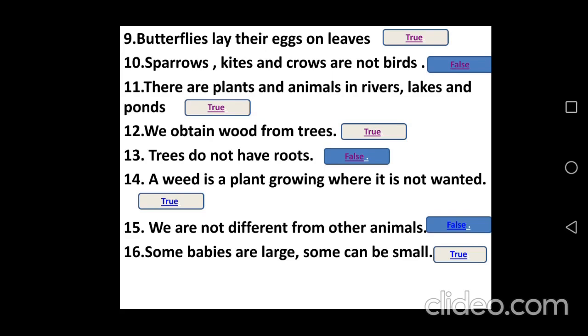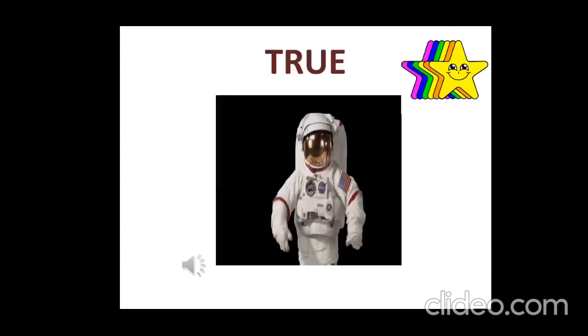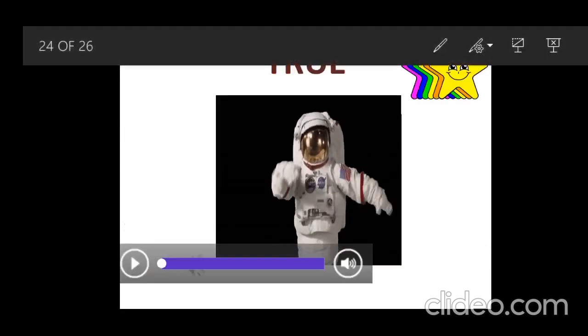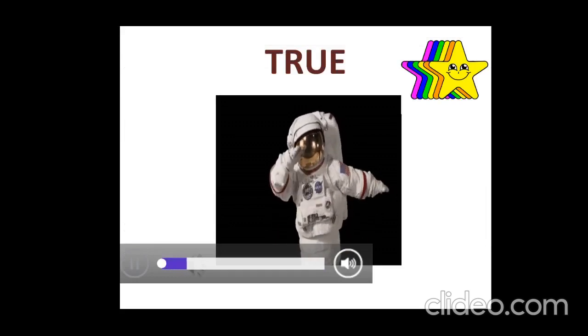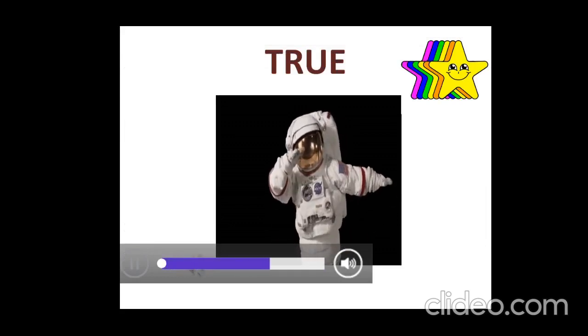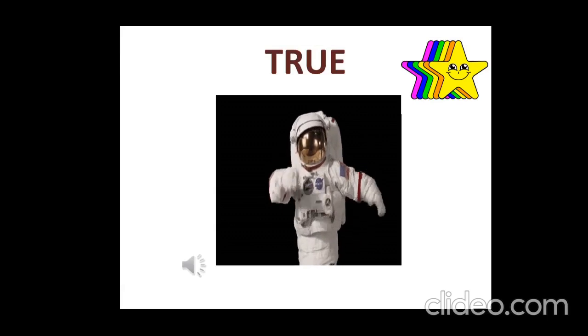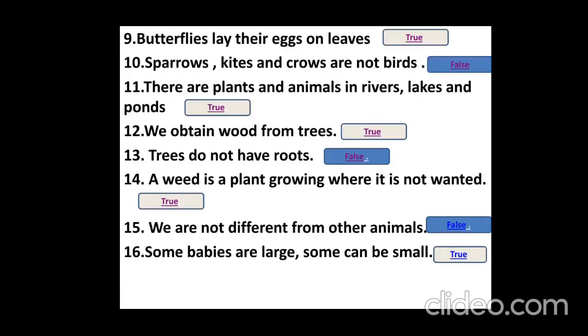Question number 14. A weed is a plant growing where it is not wanted. So what is a weed, my dear students? We had studied this. A weed is a plant which grows where it is not wanted. So it is true.